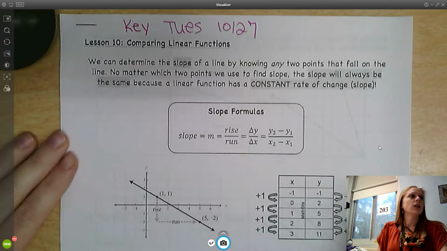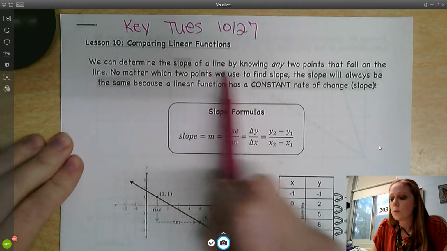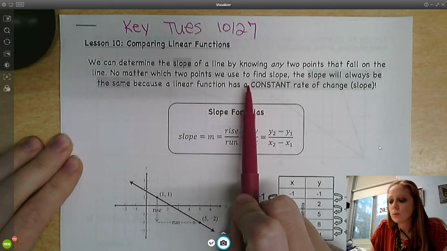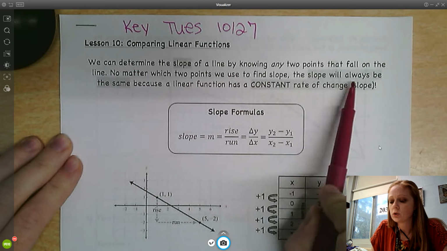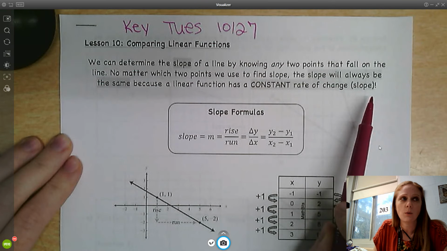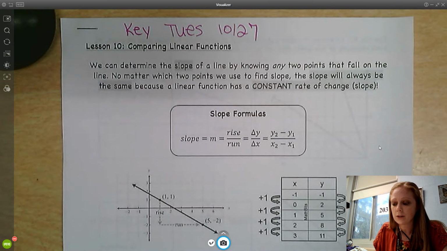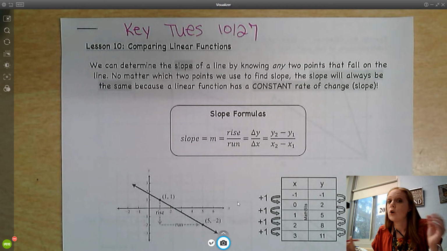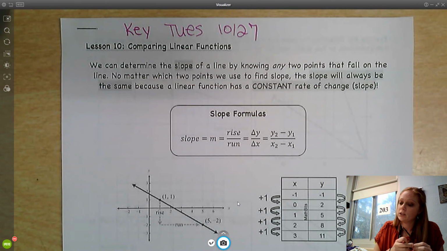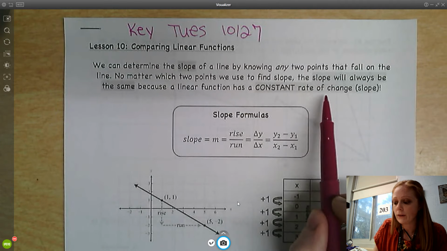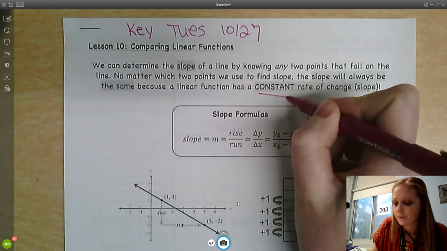All right, so we can determine the slope of a line by knowing any 2 points that fall on that line. No matter which 2 points we use to find the slope will always be the same because a linear function has a constant rate of change or slope. Okay, so we learned that already in the previous lessons. So just saying that no matter where you find the slope on a line, as long as it's a line, the slope's going to be the same. So you can find it between 2 points that are really close to each other, 2 points that are far away. It doesn't matter. The slope or the rate of change is constant.